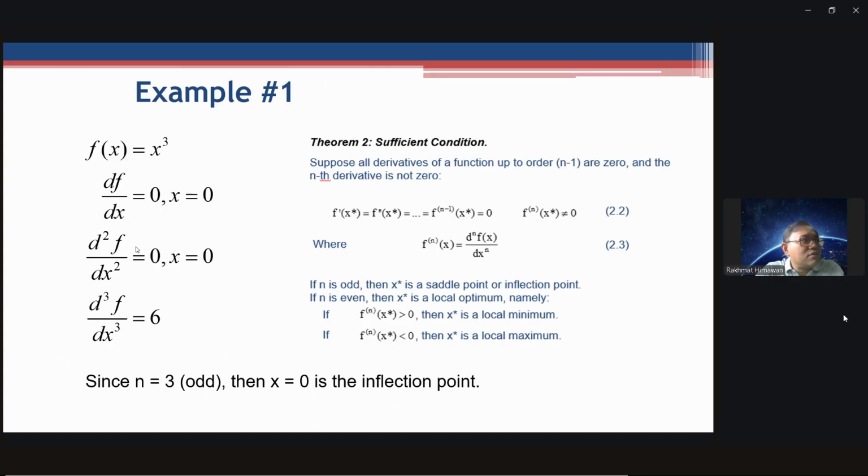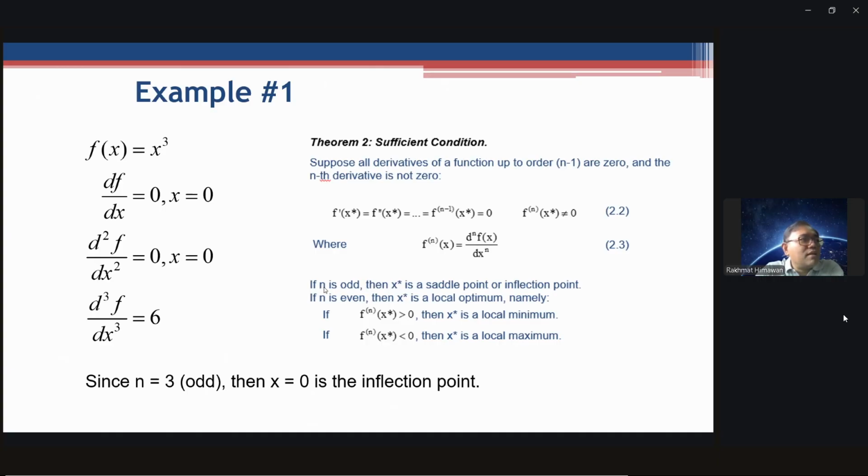3x, so 6x. The derivative of 6x is 6. So now it's not 0 anymore. Okay, so first you see that this is a stationary point. But what kind of stationary point? And we do the derivative until the third time, where n is 3, the order is 3, which is odd.